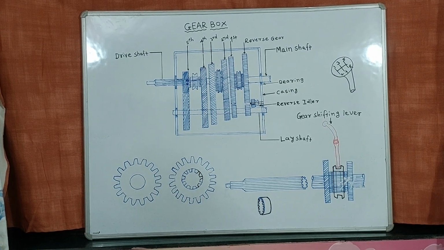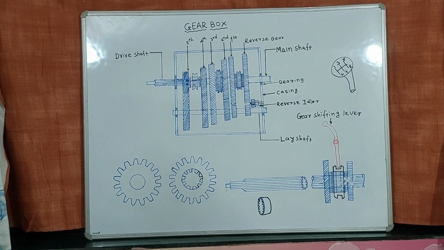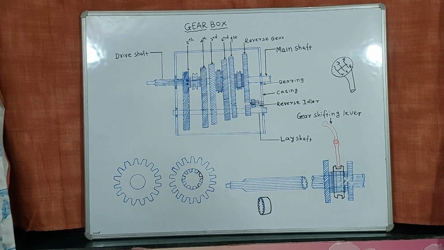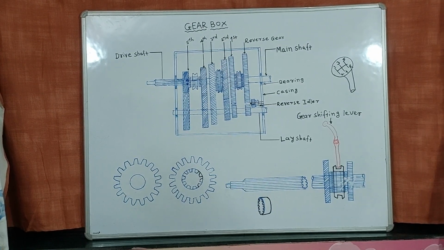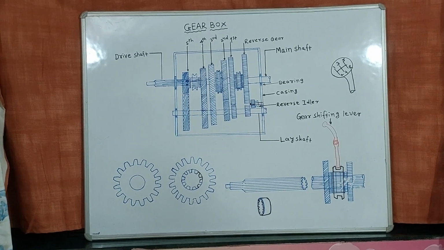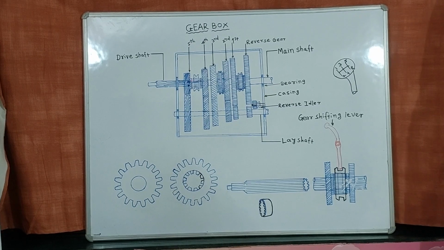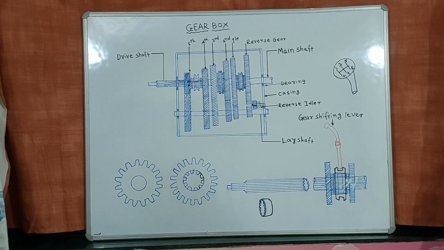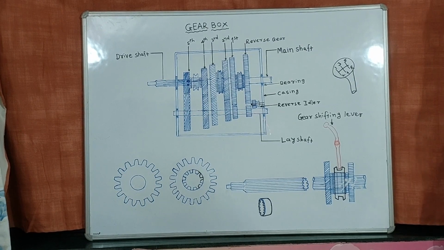Next, how it works? Just you see here, this is the first gear. In a car and also in a heavy vehicle, this is the first gear, this one is the second gear, this one is the third gear, this one is the fourth gear, and this one is the fifth gear, the top gear we can see. Okay.